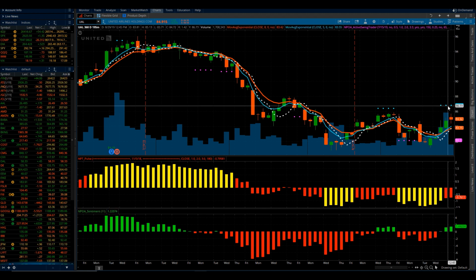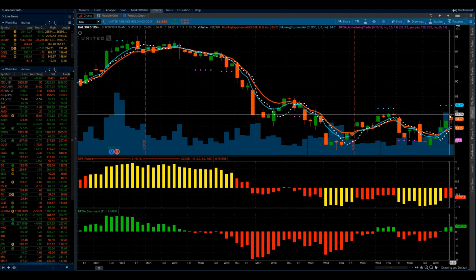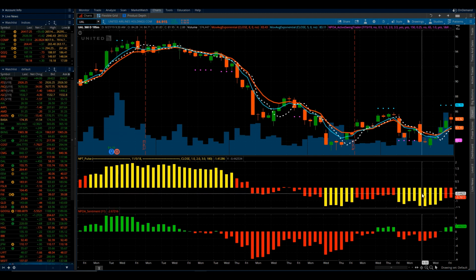That's what those blue dots represent. That's a level, if we hit those blue dots, where I would be interested in a long call. We haven't gotten there yet. Well, I know that when those yellow bars print in the pulse, oftentimes we get that consolidation or a move higher. So one way of playing that is to sell a put spread.